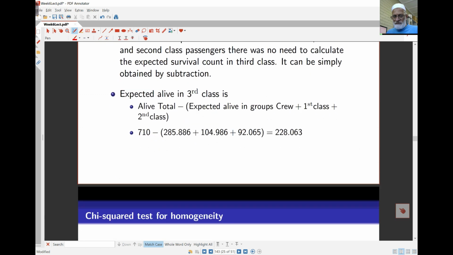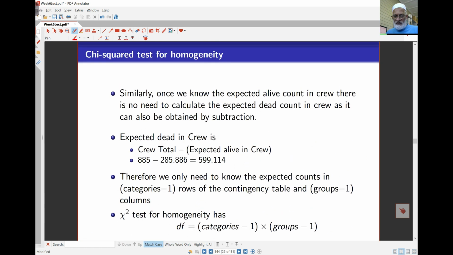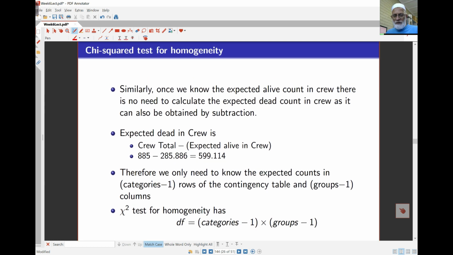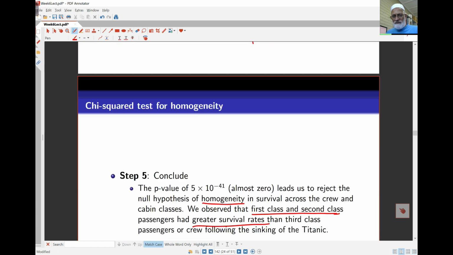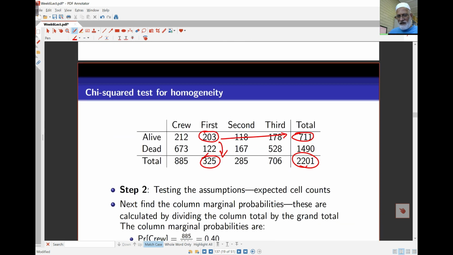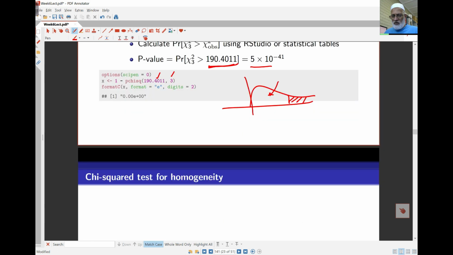And that's what's going on here. Likewise, this is again just a difference. The total expected minus alive in the crew, taken off from the total, will give you the expected dead in that particular cell. So if I'm looking at this table here, once I've worked out the expected alive in here, I can find this by subtracting the expected from 885, and so on and so forth. I can make my calculations easier. That's just a trick that you can use. So have a look at that and see whether that makes sense. We'll cover this again in lectures.